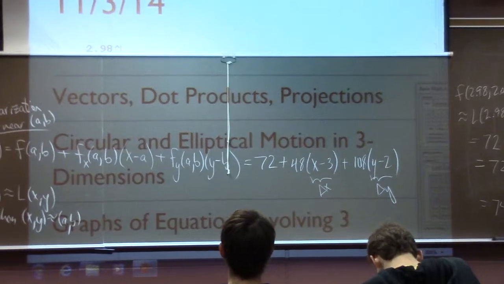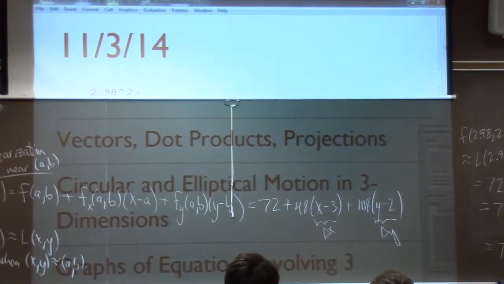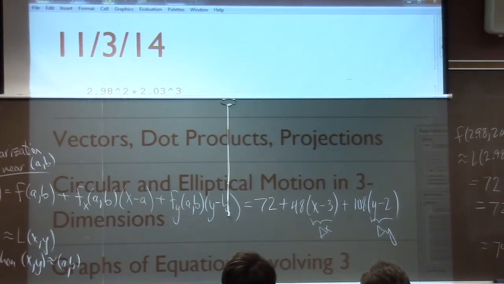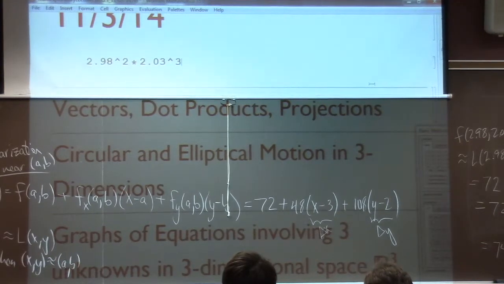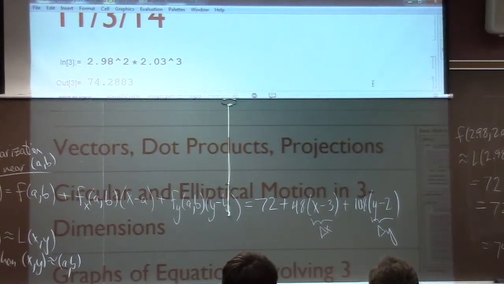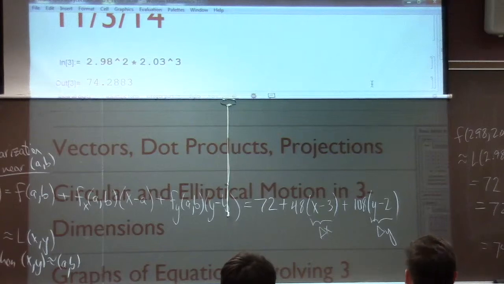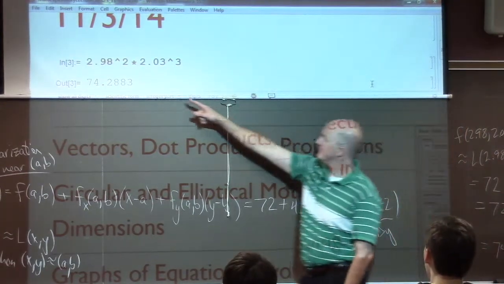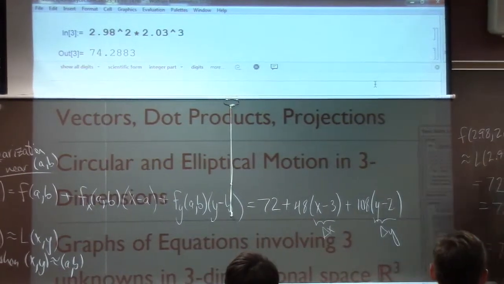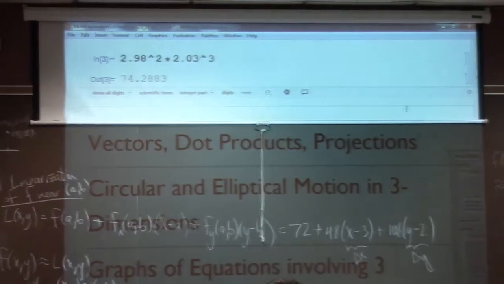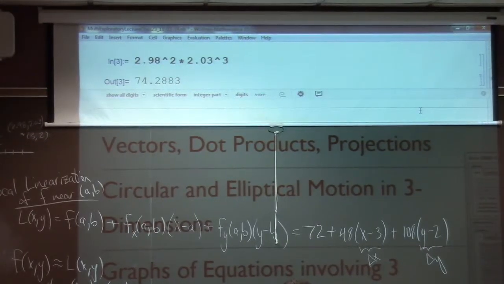2.98 squared times 2.03 to the third. Hopefully it's close to 74.28. Yes, close. Okay, this is more accurate. This is more of an approximation. It's an underestimate of the true value.